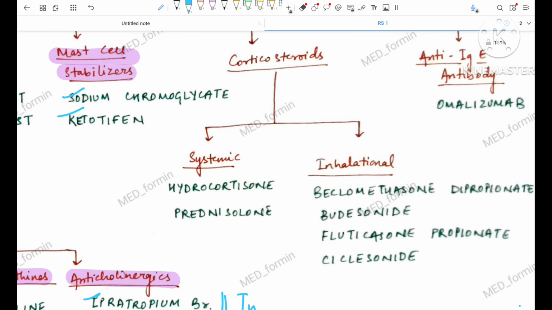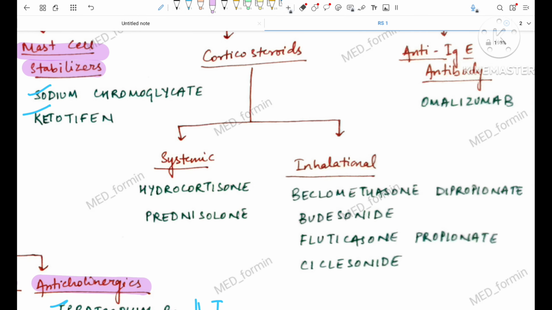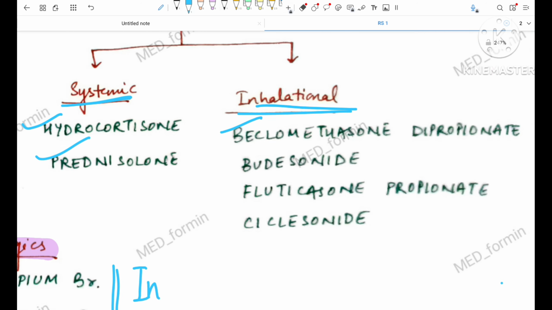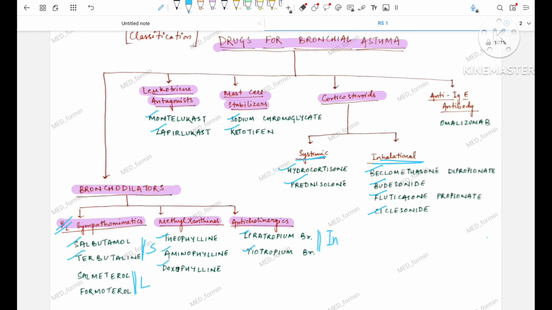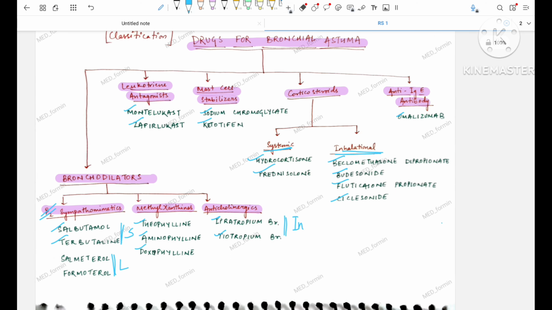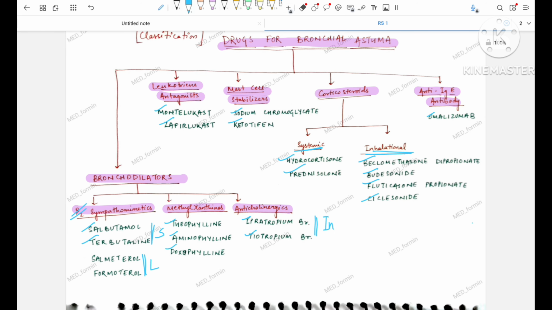Then a most important class of drugs used in bronchial asthma are the corticosteroids. These have an anti-inflammatory action which is used against COPD and asthma, which are of inflammatory pathology. We have systemic and inhalational corticosteroids. In systemic, we have hydrocortisone, prednisolone, and in inhalational, we have beclomethasone dipropionate, budesonide, fluticasone propionate, ciclesonide. Then at last we have a newer mode of treatment, that is anti-IgE antibody, which is omalizumab. So here we can see the classification of drugs used in bronchial asthma.